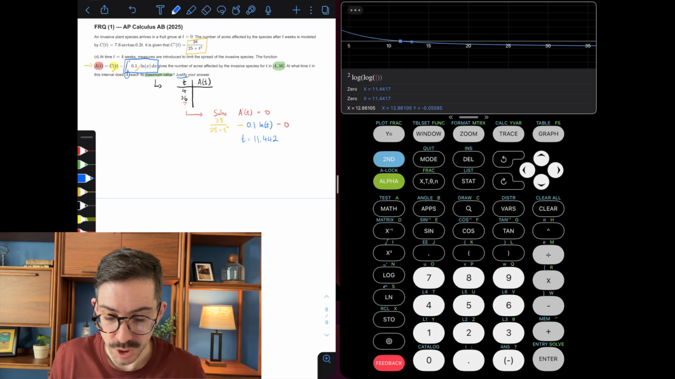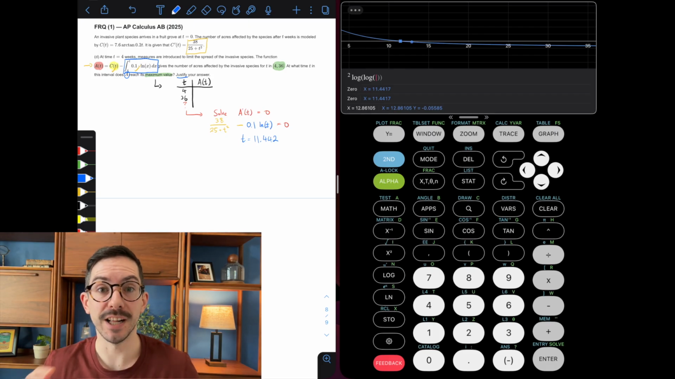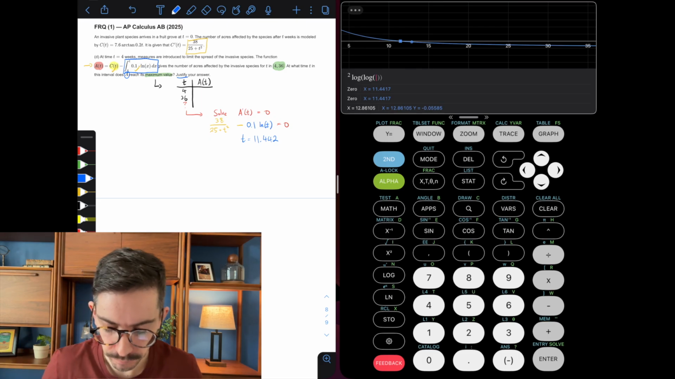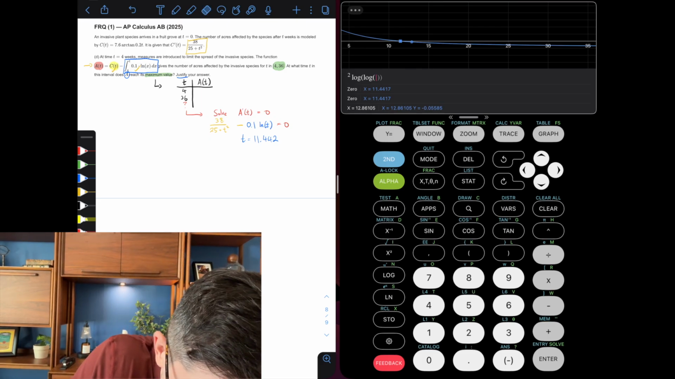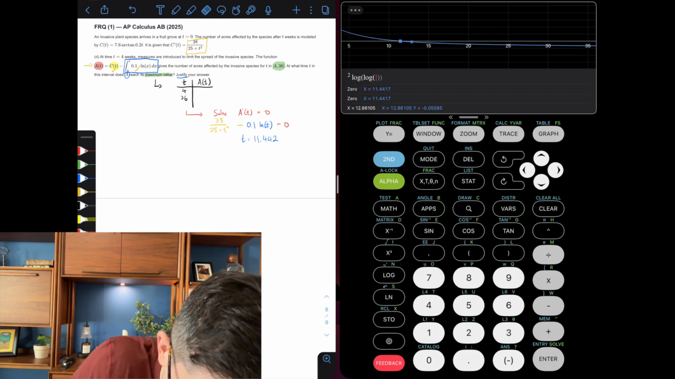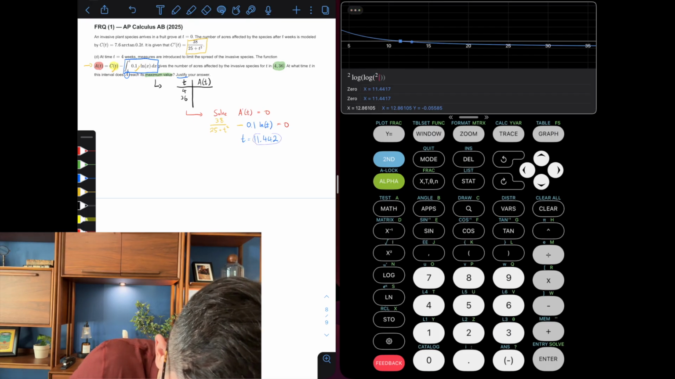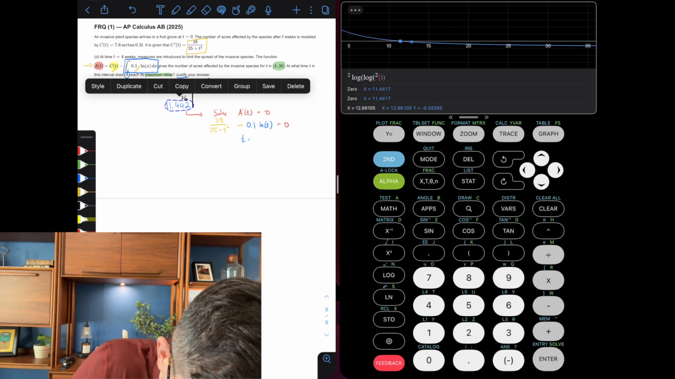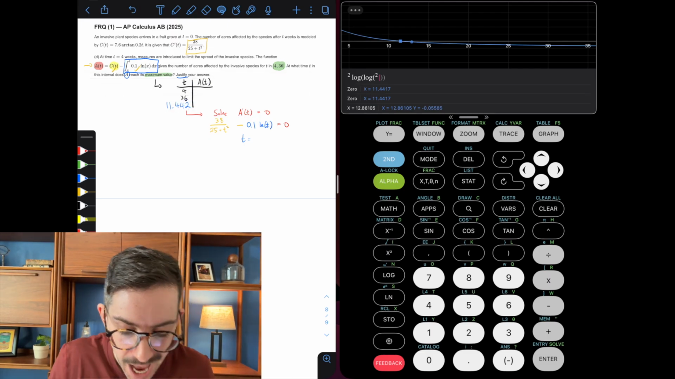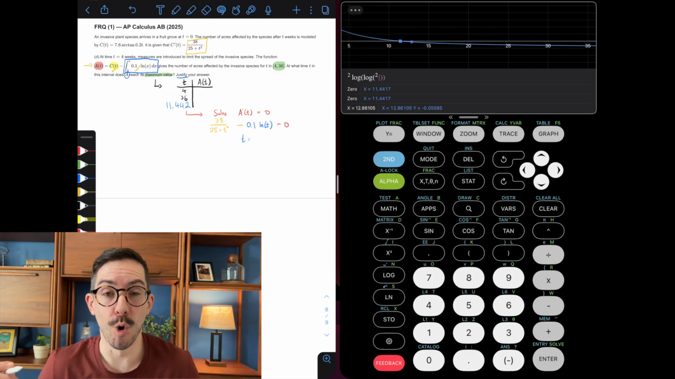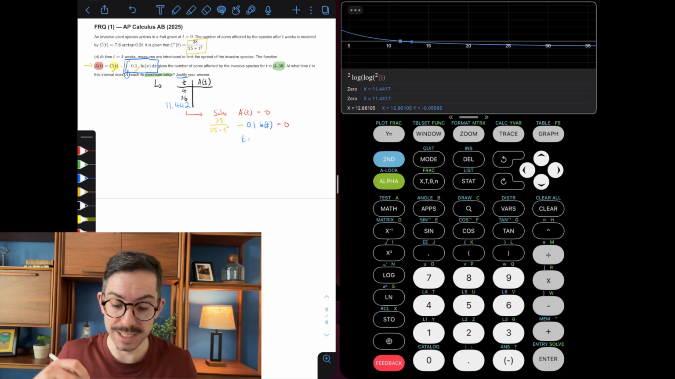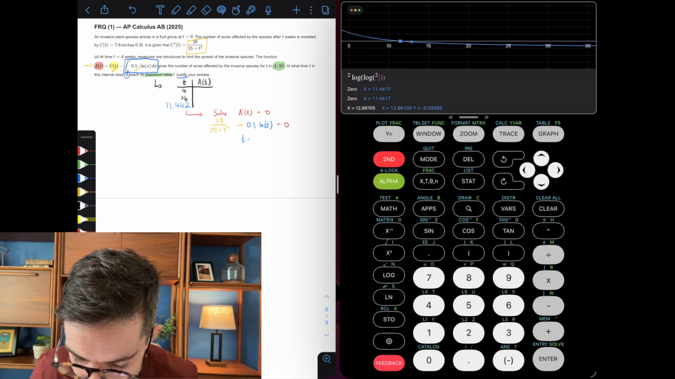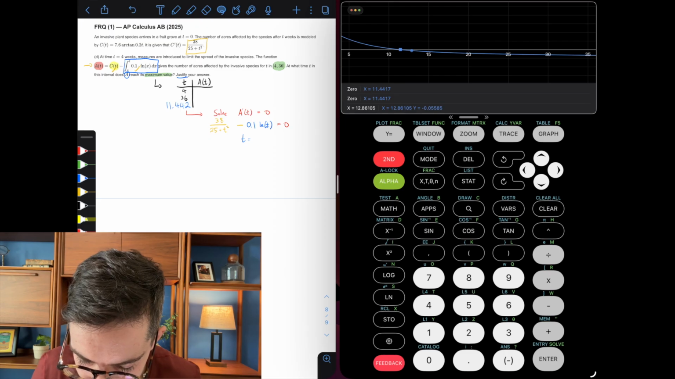Okay. So that's the only other t value I need to consider for the table in question. So let's replace that question mark with 11.442 as my final t value. And now I'm going to use my calculator to figure out what a is doing at each of these t values. Okay, so let me clear out of this for a second.